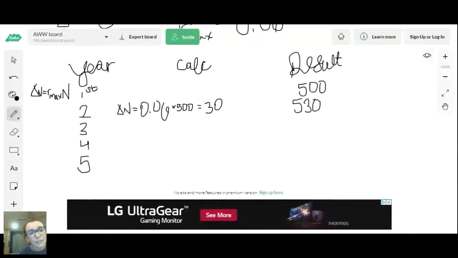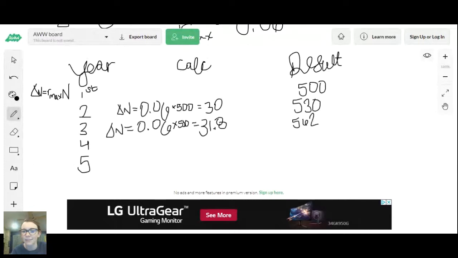Next, year 3. Now we have different n values. We have delta n still, and we have 0.06 still because we're considering this exponential growth, times 530. We're going to get a slightly different answer here because we're not multiplying by 500, we're multiplying by 530. If you're following along with the calculator, you've probably filled out all 5 years by now because this is so slow for me to write. We get 31.8, which we'll round to the nearest whole flamingo, so we would have 562 flamingos.